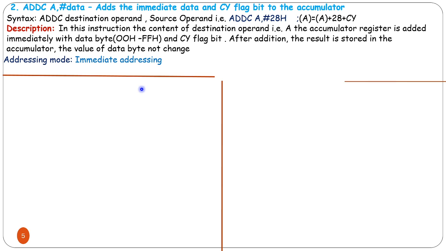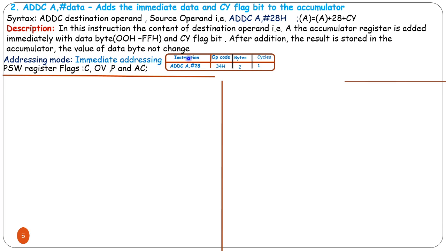Addressing is immediate addressing, and the flags, carry flag, auxiliary carry flag, parity flag, and overflow flag get changed. After execution of this instruction having the operation code 34, ADC A, #28, this 28 is added to the accumulator plus the content of the carry flag bit. This instruction needs the operation code 34H. It is a 2 byte instruction, and 1 machine cycle is required.